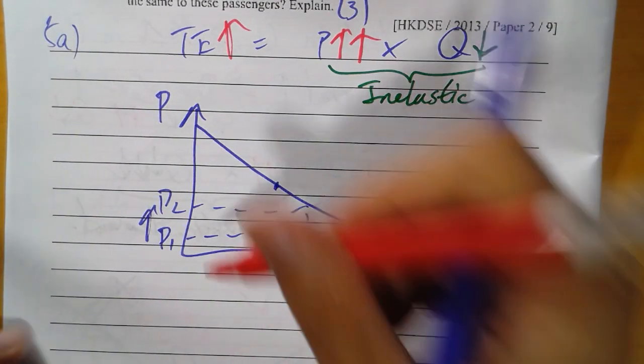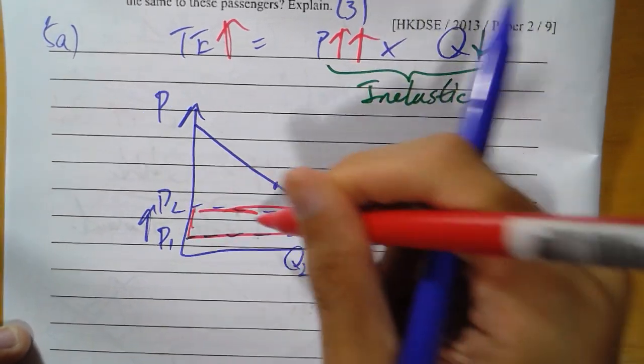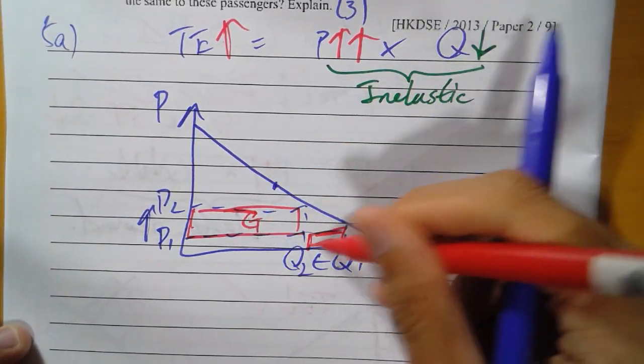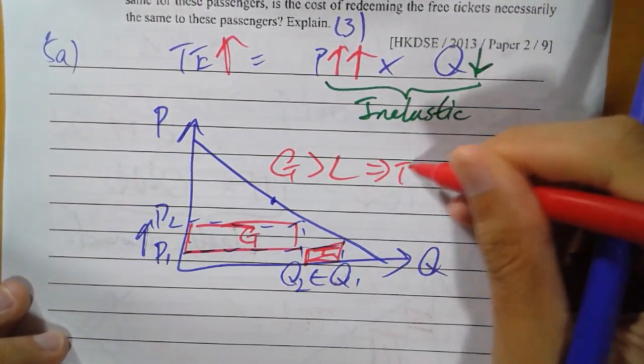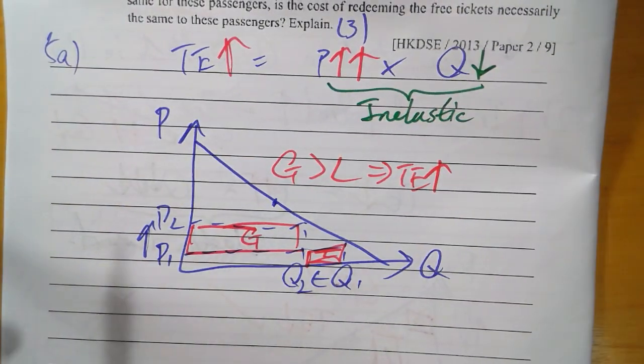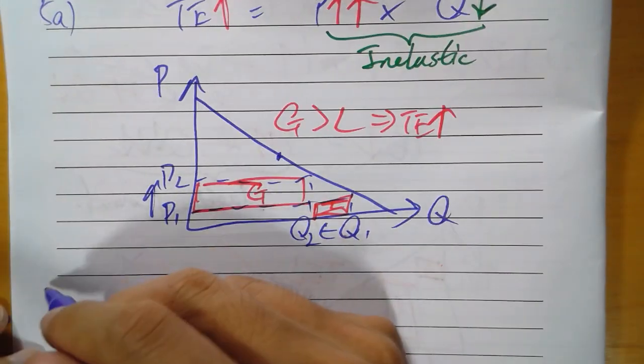Okay, so here. This will be our gain. This will be our loss. Clearly, gain is bigger than loss, meaning total expenditure and total revenue would increase. Okay, understood? Now, 5B.